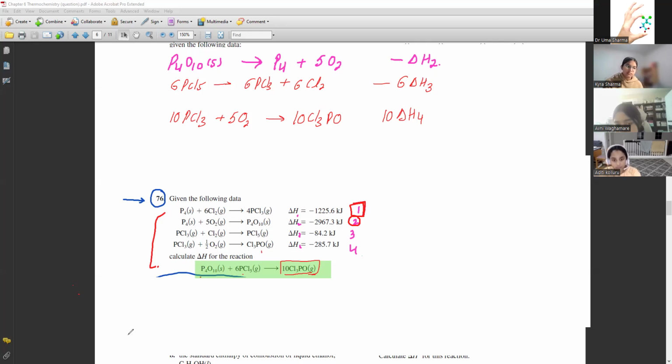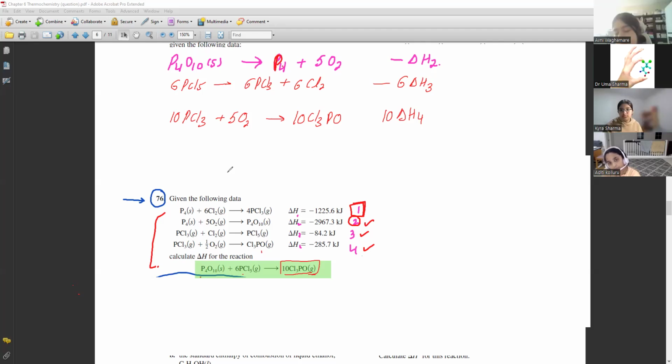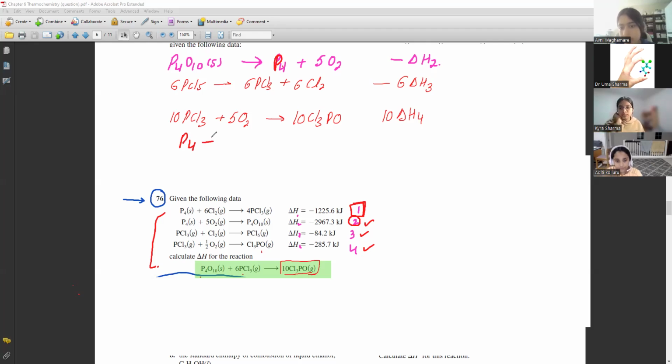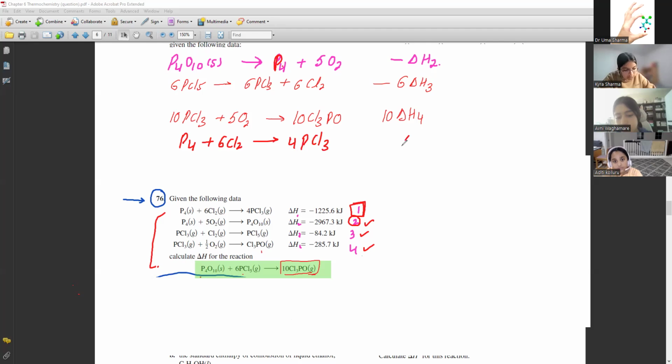So how should I use equation 1? Because we have already used these 3. How should I use equation 1 so that P4 can be eliminated? P4 is on the product side. So you just put it into the equation as it is, because then it'll cancel. Now just add all of them.